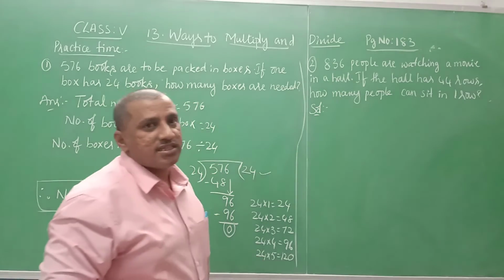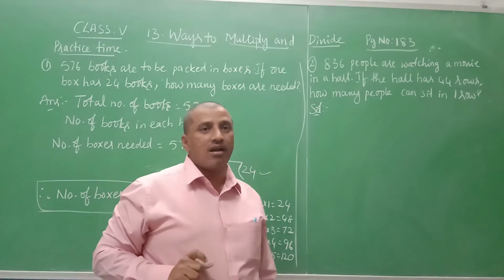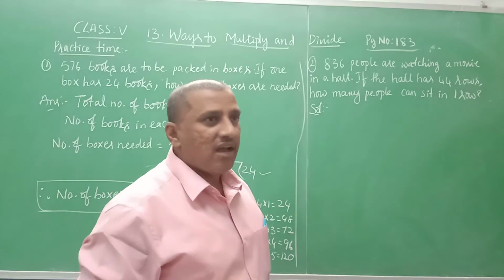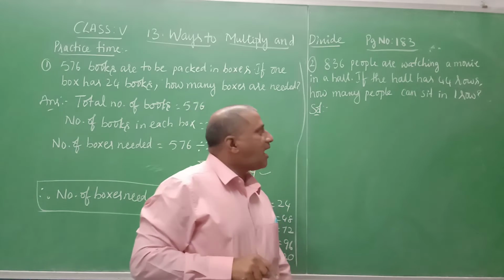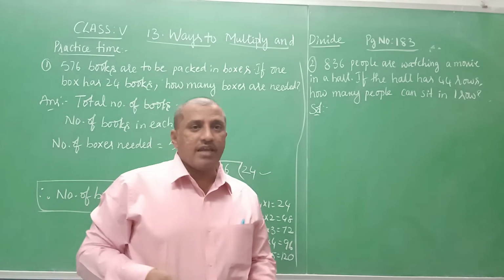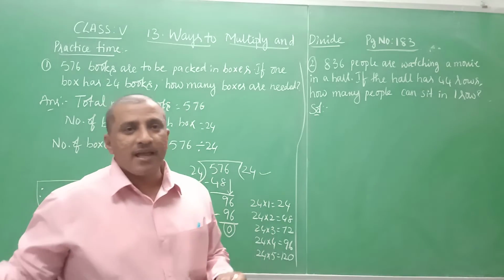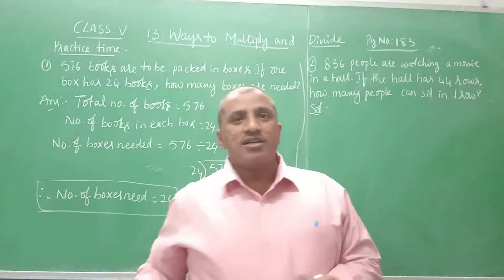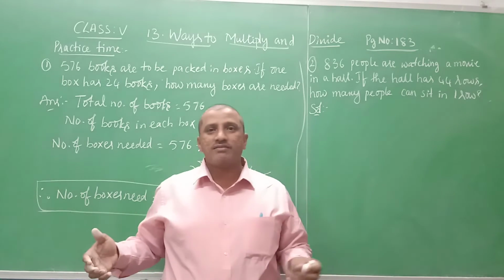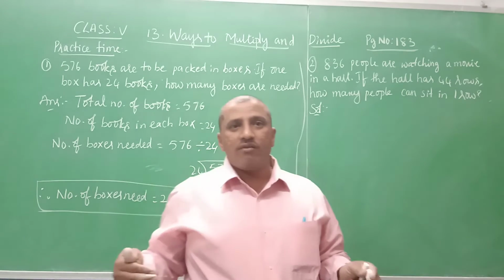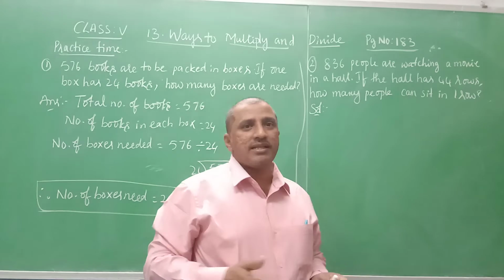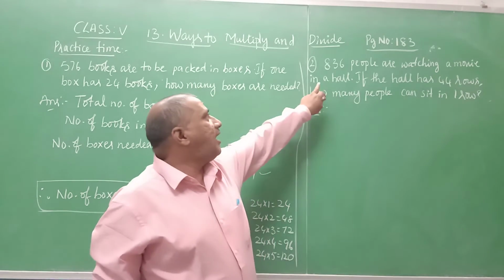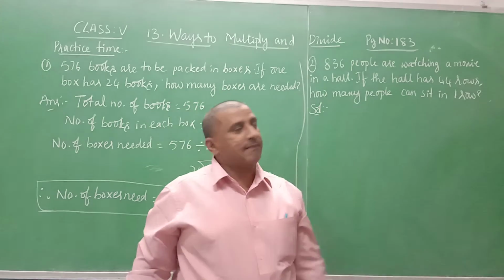836 people are watching a movie in a hall. If the hall has 44 rows, even when we go to the movie, we will find our seat number by checking the row and the seat number. So we know when we go to the movie, the seats will be there and the numbers will be there like that. In that hall there are 44 rows and 836 people are watching.